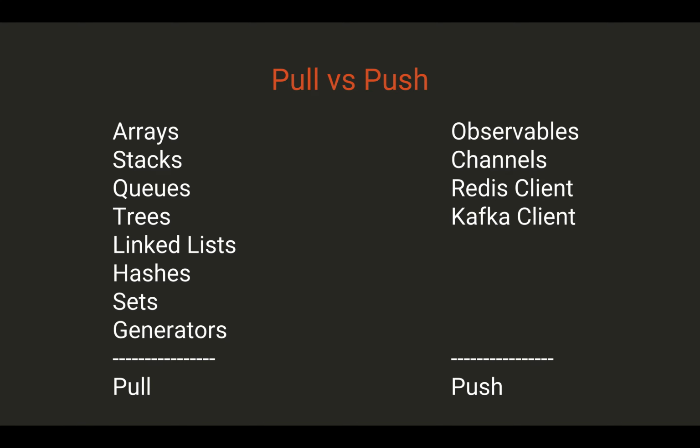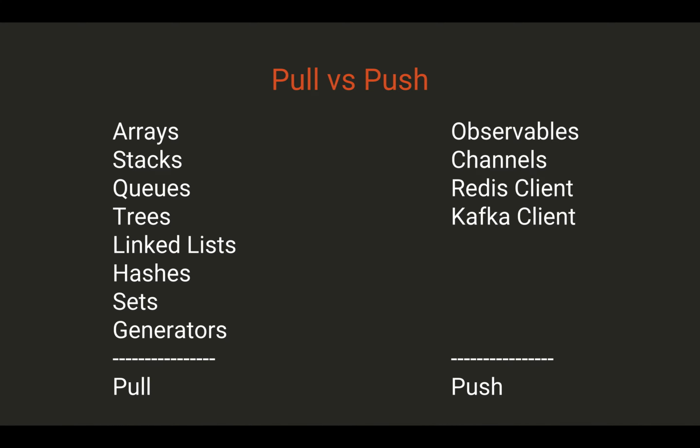So what is the difference between pull and push-based data sources? Well, a lot of the standard data structures that you learned about if you took some type of data structures computer science class, like arrays, stacks, queues, trees, linked lists, hash sets, generators, are pull. And they're pull in the sense that when client code wants to get values from these structures, it pulls the values out of them. And the opposite of that is push, meaning that the data structure itself is an entry point to the application, and you sort of register some type of callback code that will receive the value when the data structure determines that a value is ready.